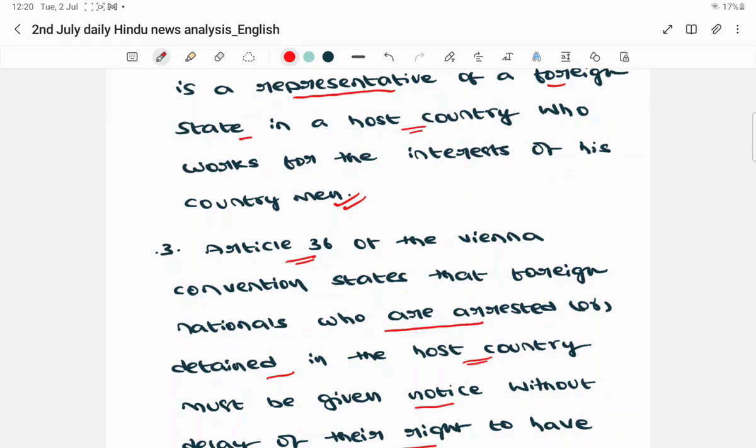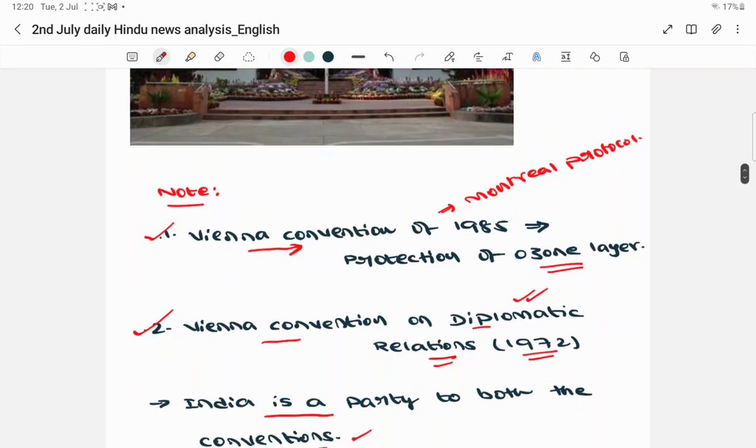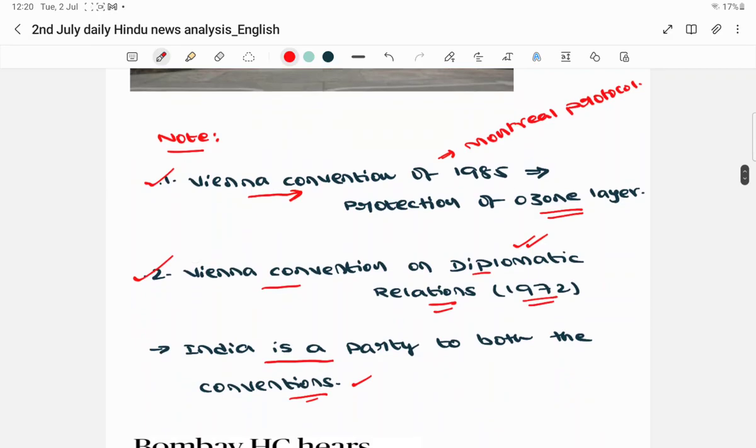No, they may not ask you, because Vienna Conventions have multiple different types of agreements under the same name. So they will mention: Vienna Convention of 1972 is associated with diplomatic relations. Vienna Convention of 1985 is associated with the protection of the ozone layer, and Vienna Convention of 1963 is associated with consular access. So these three are the international agreements which are in the news.